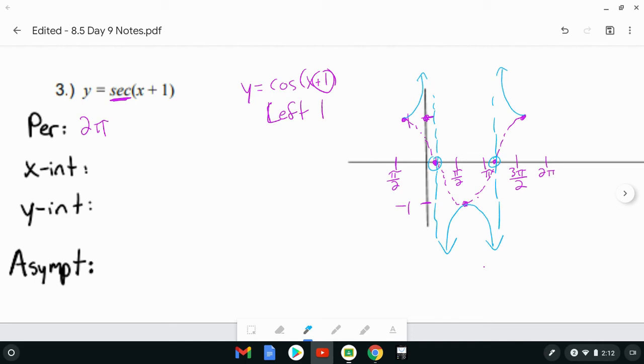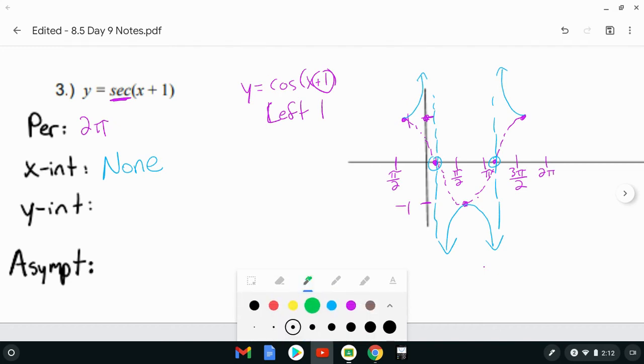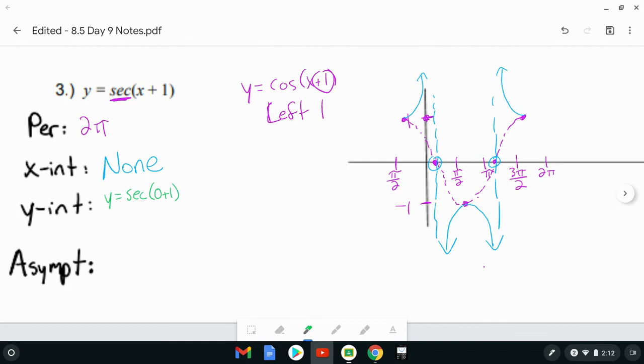So as with the cosecant graph, notice that there are no x-intercepts because the blue graph doesn't come anywhere near the x-axis, because those intercepts for the cosine graph are vertical asymptotes. If we take a look for the y-intercept, same as the other one, we want to plug in 0 for x. So we have y equals secant of 0 plus 1.